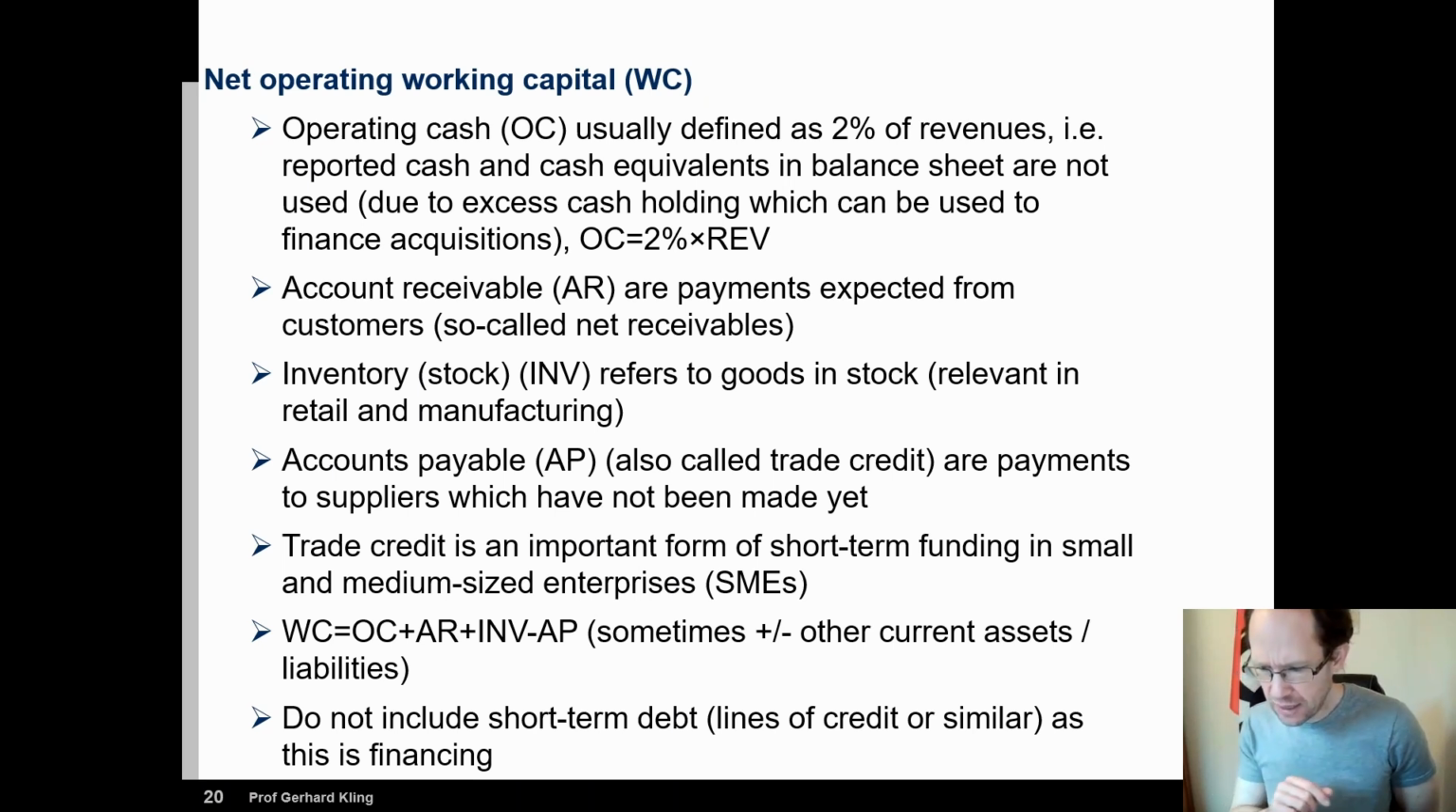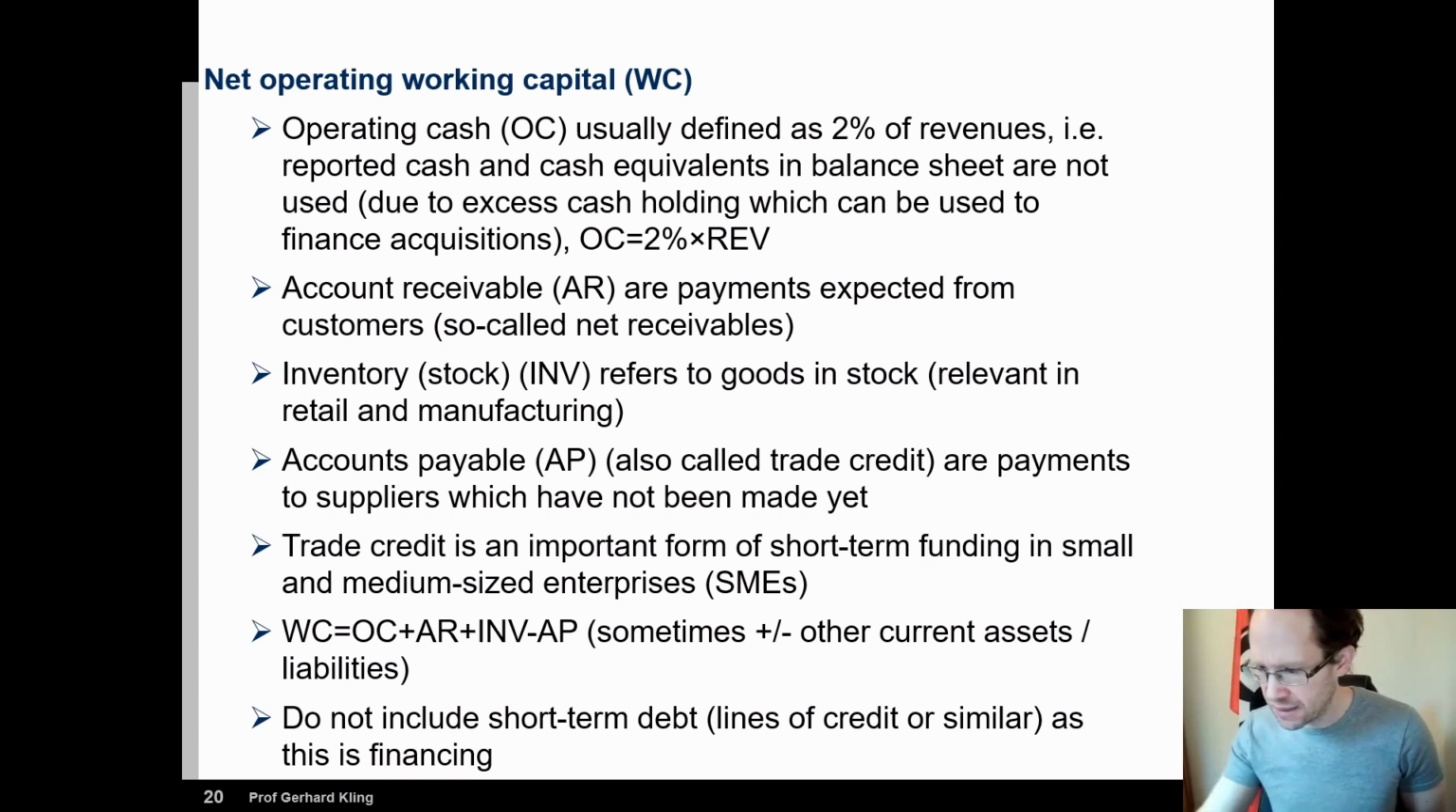Now, what's the logic behind that? The idea is, depending on the size of your business measured by revenue, you might need a small fraction of it as cash in hand to do the business. Of course, the 2% is a little bit random. It's based on some empirical work that was done in many industries. So usually it is somewhere in this region of 2%, sometimes a bit higher.